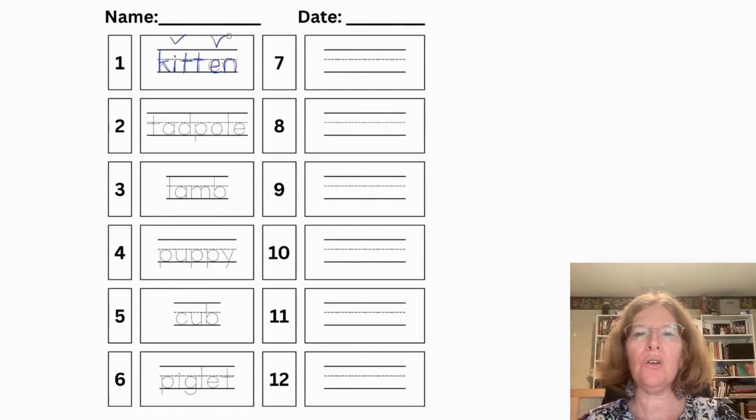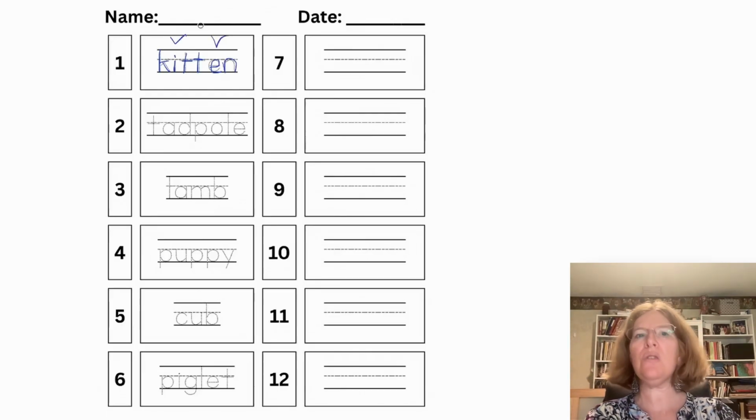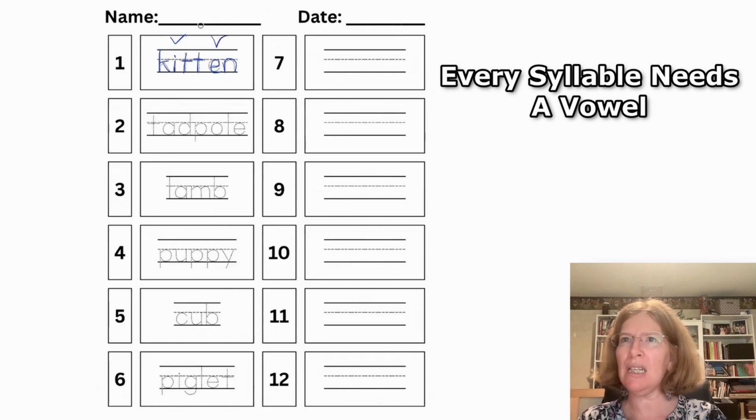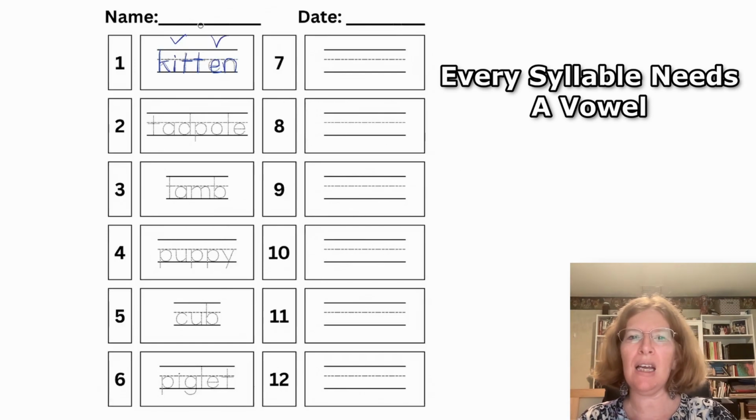V for vowels. And so we know how many syllables are in this word. 2 syllables. Every syllable needs a vowel. Now let's read a syllable at a time.